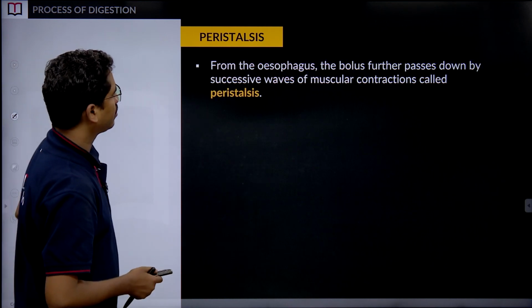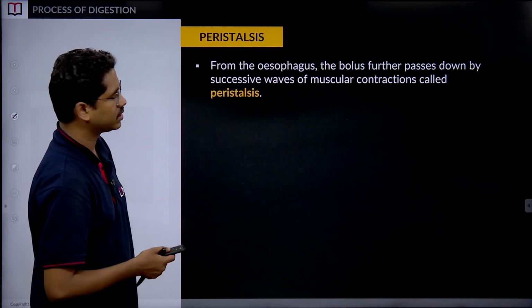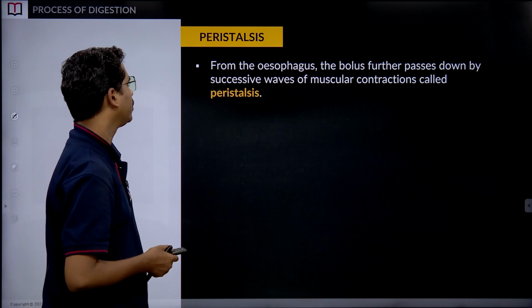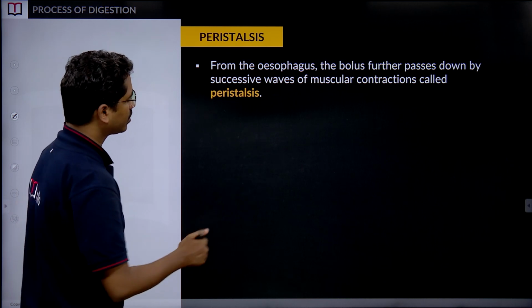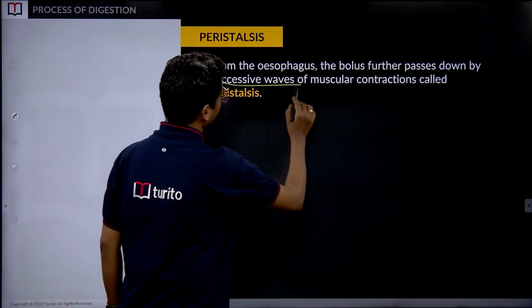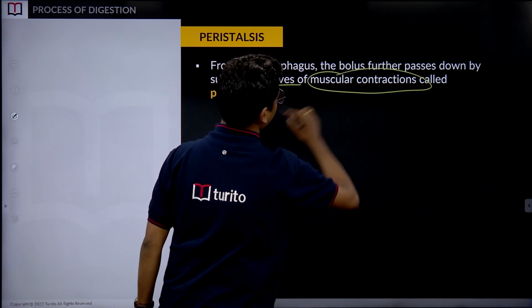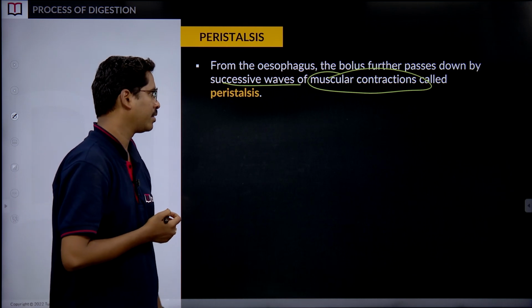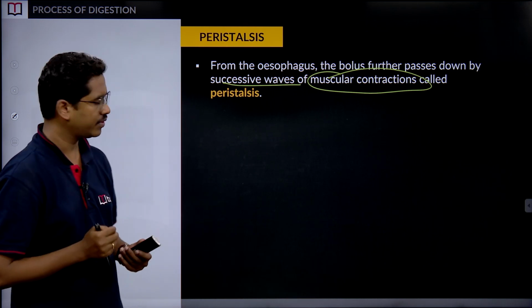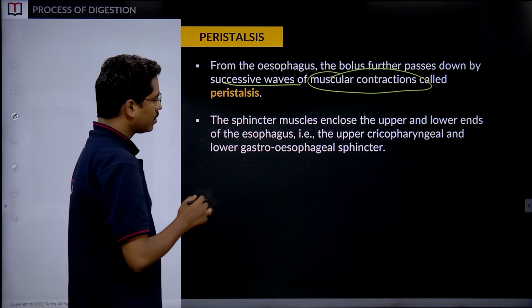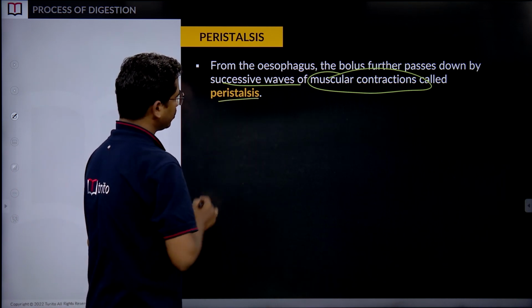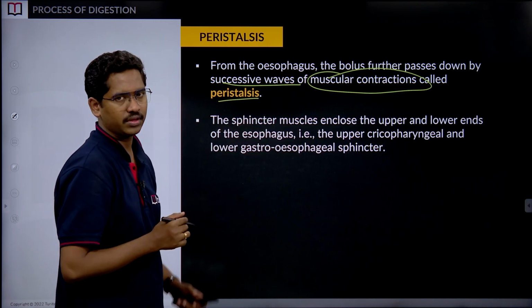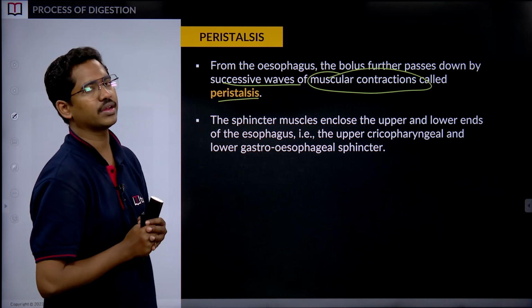In peristalsis, as we have already learned previously, from the esophagus the bolus further passes down by successive waves of muscular contractions. Those muscular contractions, children, are what is peristalsis, and we know it looks like this. That movement is done by peristalsis, and there are regulators present here.